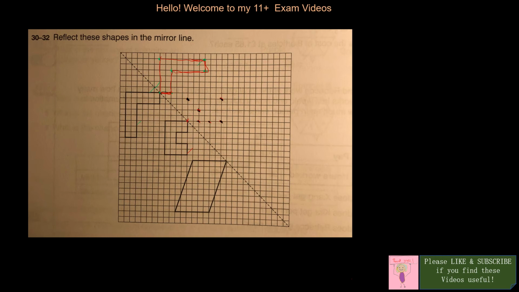Right, so how will we do it? So again, let's use the red marker. So 1, 2, 3. So that's what it's gonna be. The next one, we're going to reflect the parallelogram.